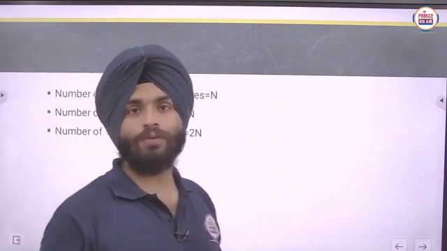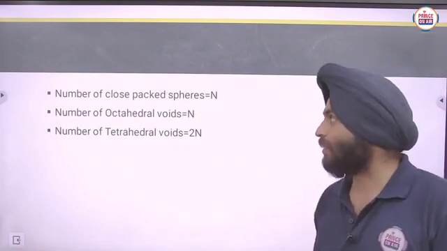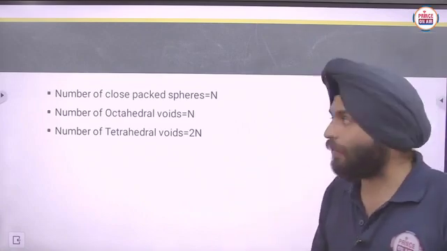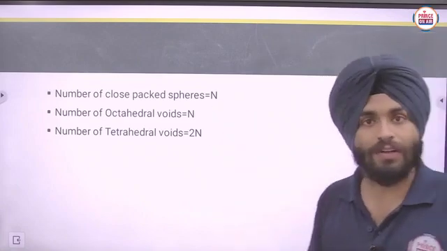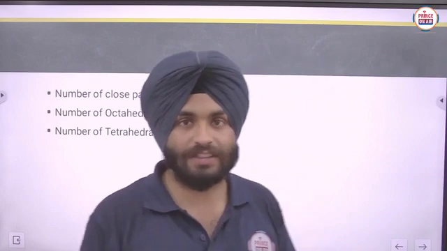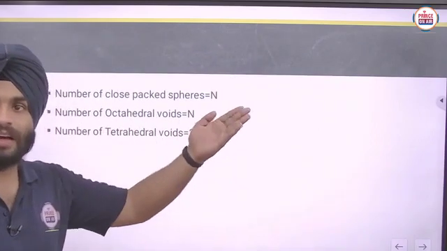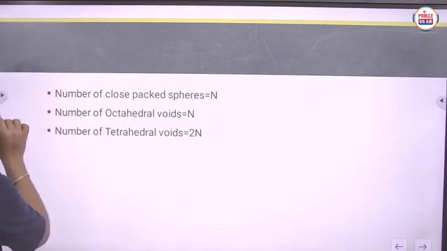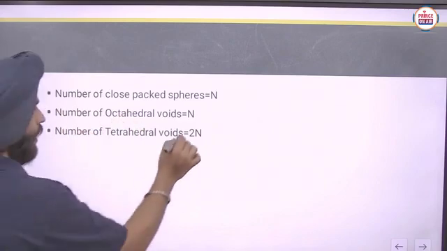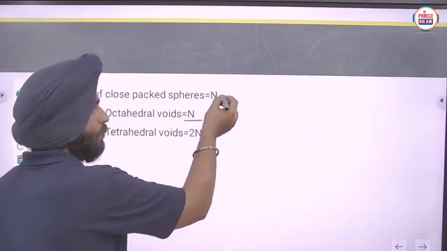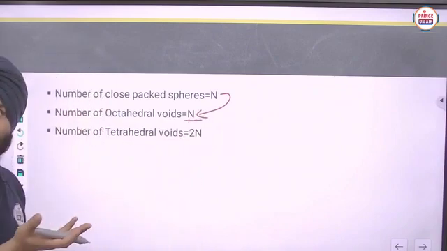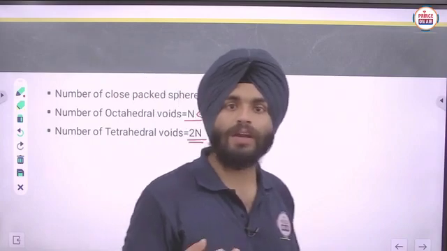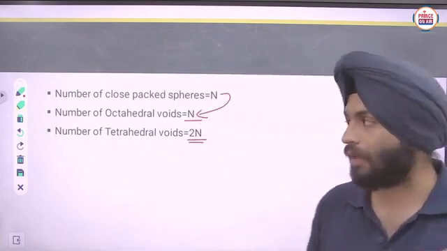Now we have to discuss the number of voids. If you can identify the number of spheres in a given close packed structure or unit cell, let us suppose it is n. Then the octahedral voids will be n, equal to the number of particles, and the tetrahedral voids will be double that number of particles.